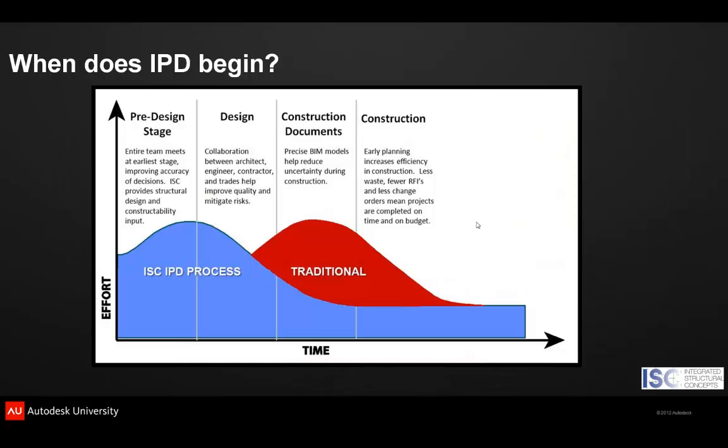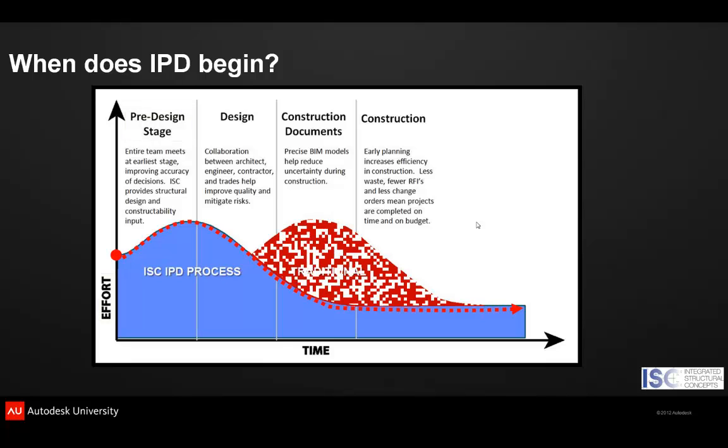IPD begins at inception, utilizing teams. This moves the workload forward in the process, which requires an earlier investment. The traditional process has construction documents being revised and resubmitted as RFIs are submitted by the trades and suppliers that change the design and scope of the work.